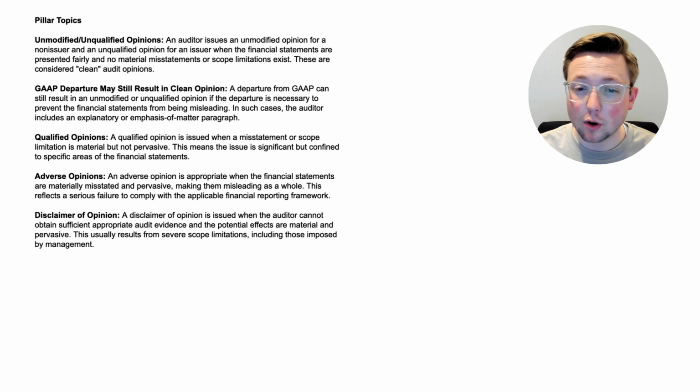Now let's talk a little bit more about that. GAAP departure may still result in a clean opinion, very rarely. A departure from GAAP can still result in an unmodified or unqualified opinion if the departure is necessary to prevent the financial statements from being misleading. In such cases, the auditor includes an explanatory or emphasis of matter paragraph. Now, I just want to say one more time, this is extremely rare. It's not really that common in day-to-day life. Again, it is something that they want you to know for the CPA exam, that this is possible to happen.